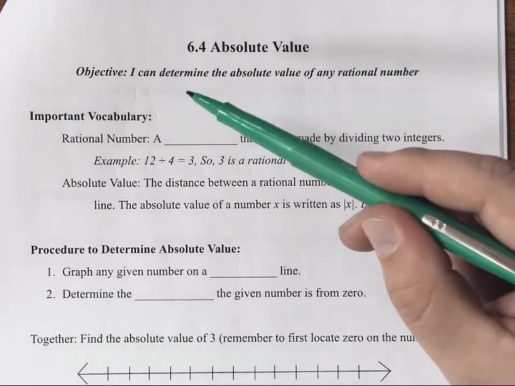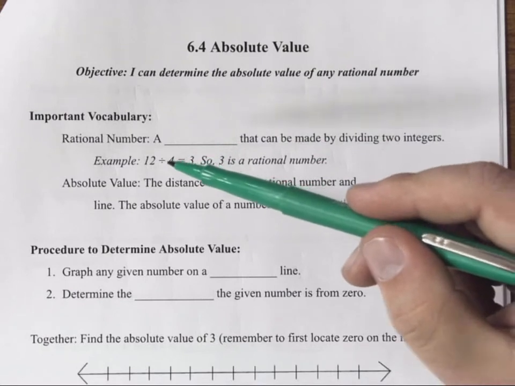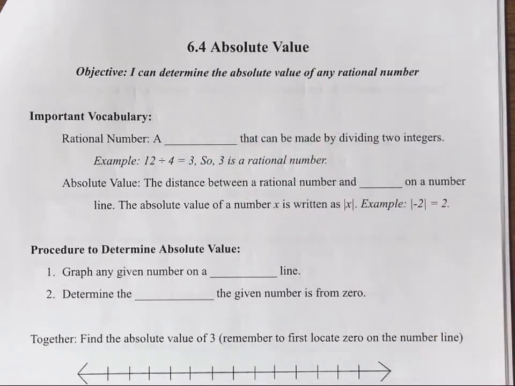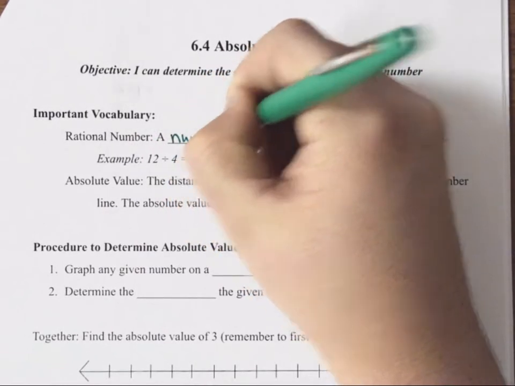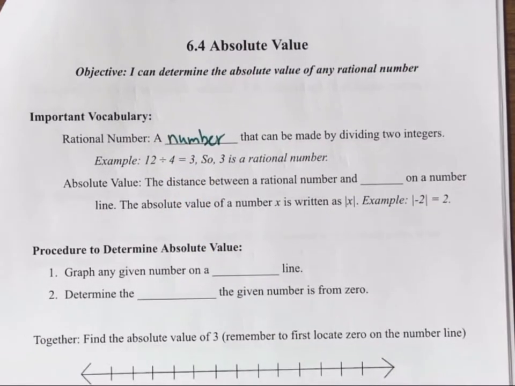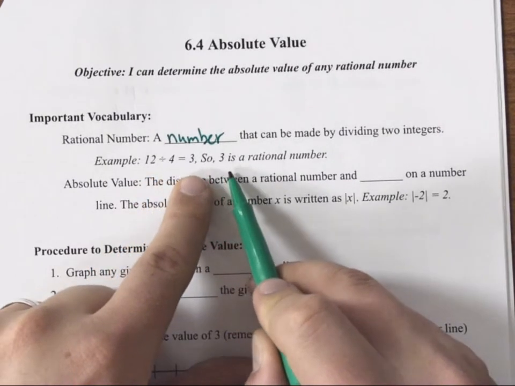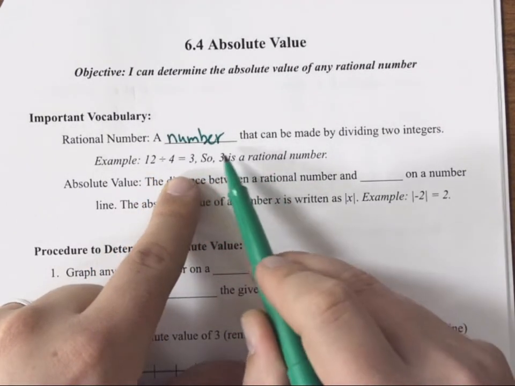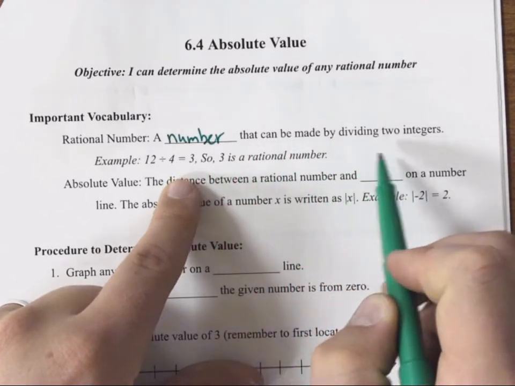So our objective for today is I can determine the absolute value of any rational number. So first, let's talk about what a rational number is. A rational number is a number that can be made by dividing two integers. For example, 12 divided by 4 equals 3. So 3 is a rational number. So any number that can be made by dividing two integers.